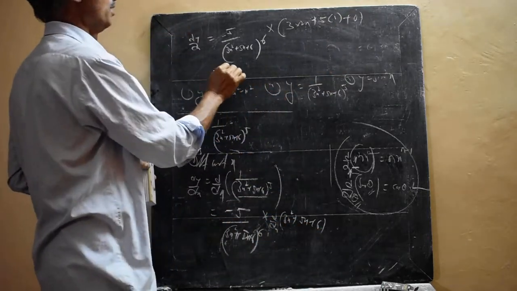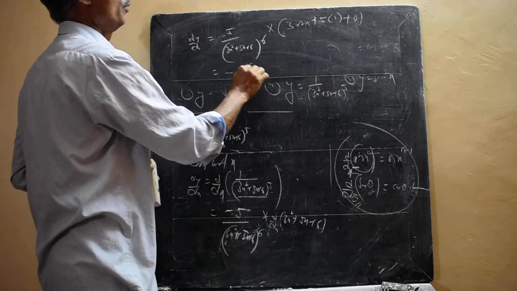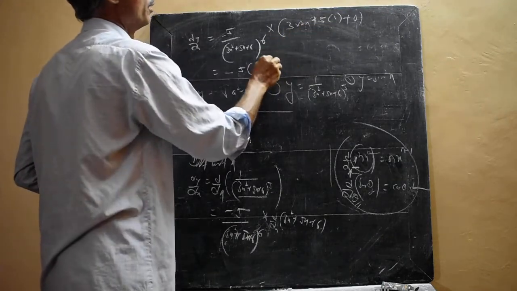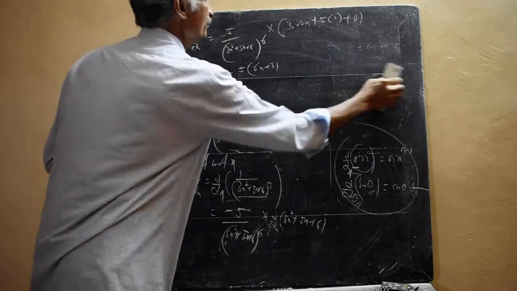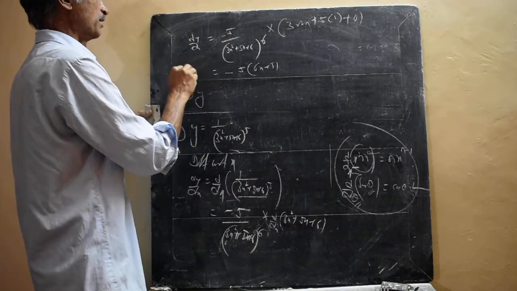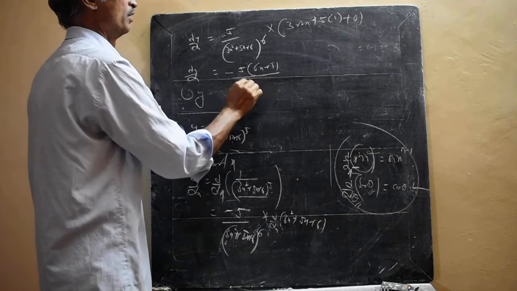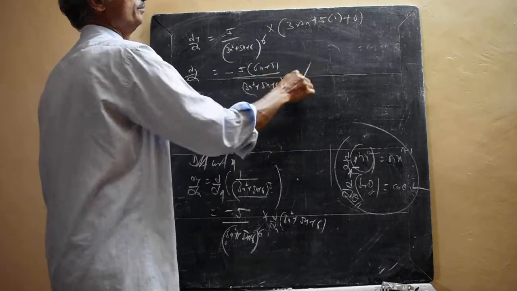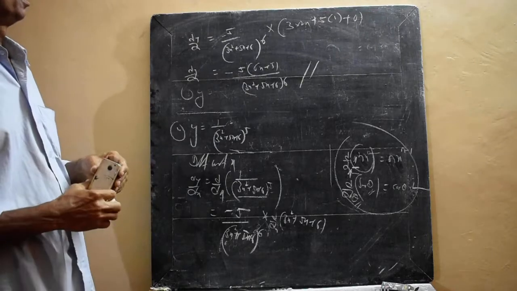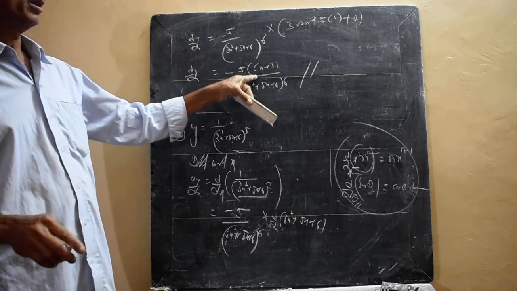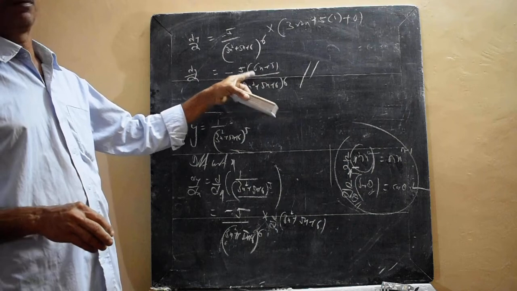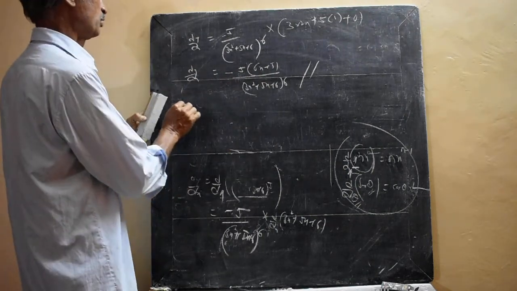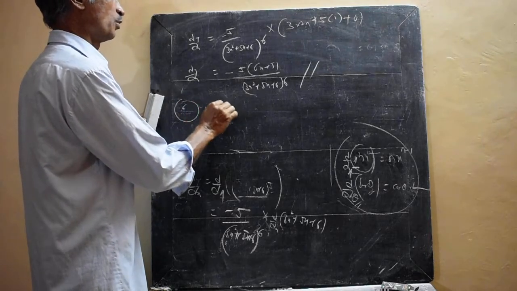Finally, it is minus 5 into 3 into 2x is 6x, plus 5 into 1 is 5, upon 3x squared plus 5x plus 6 to the power 6. That is the dy by dx. This answer is called the differential coefficient of the function y. Last one, the sixth one: y equals sin squared x.